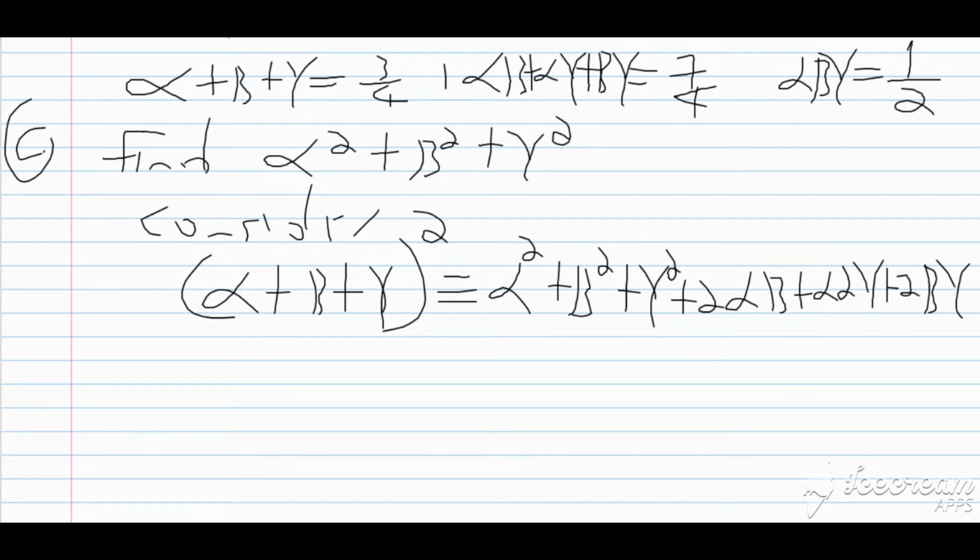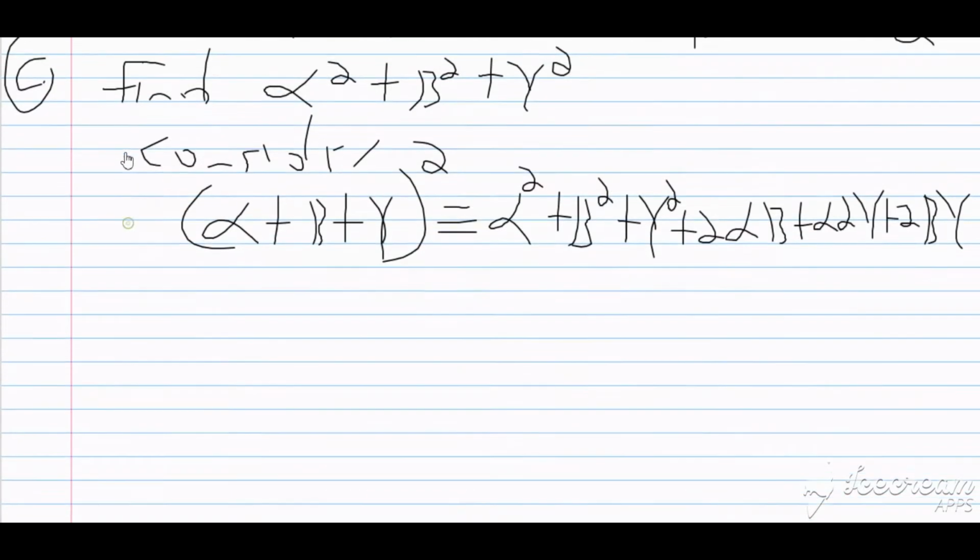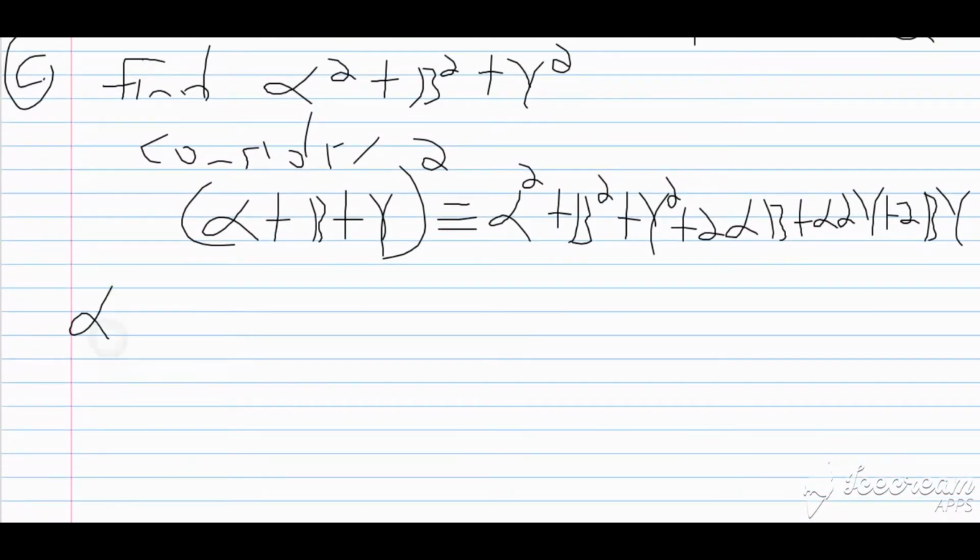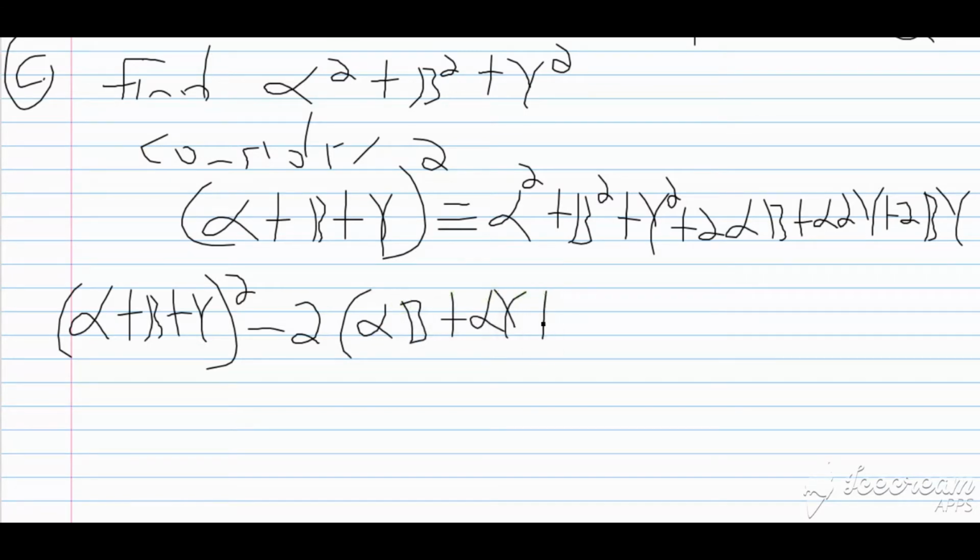I want alpha squared plus beta squared plus gamma squared, so I'm going to have to transpose this system. We can say that alpha plus beta plus gamma, all squared, minus... and notice if I bring over all of those three terms, they're going to be negative, so I can factor out a negative 2. I'm going to have alpha beta plus alpha gamma plus beta gamma is equal to alpha squared plus beta squared plus gamma squared.